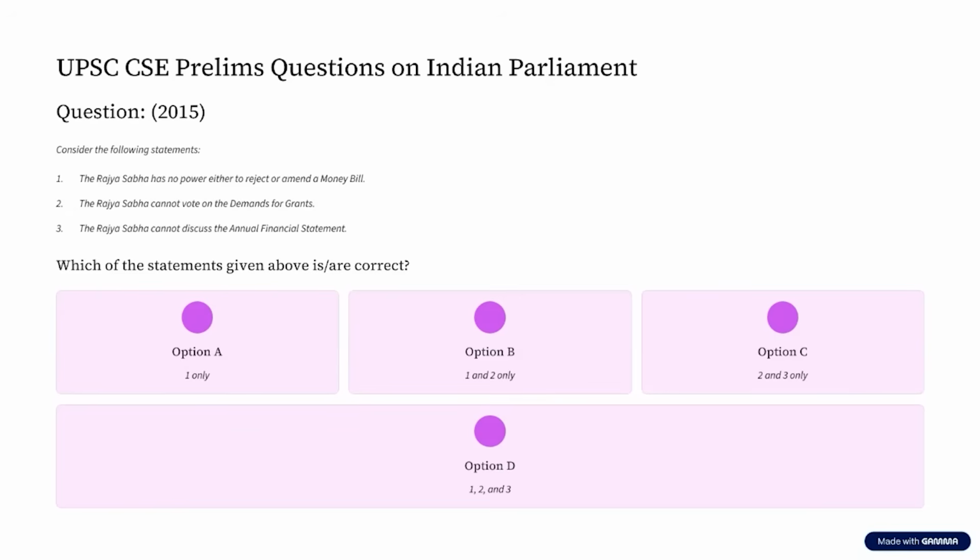Now, who are the voters in the Lok Sabha election? Any citizen of India who is above 18 years of age and whose name is found in the electoral roll can vote in the Lok Sabha election.